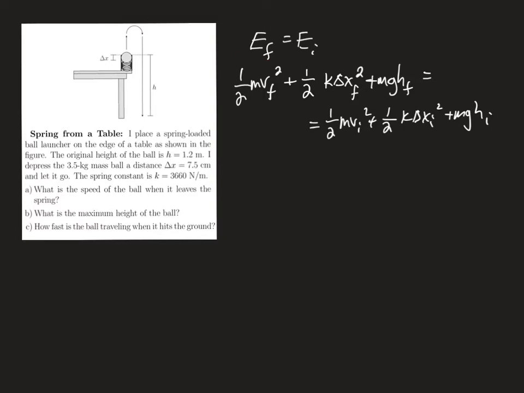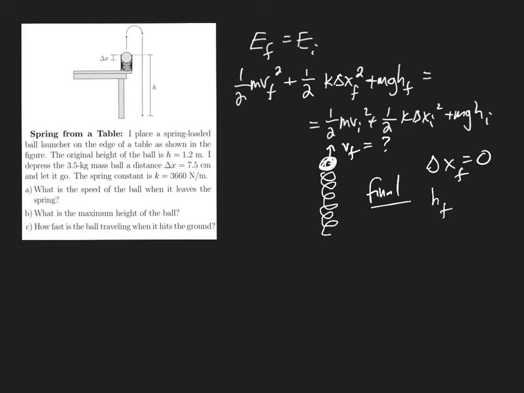Let me draw a picture of that just so we're totally convinced. I'm going to draw a picture at the top: here's the spring uncompressed with the ball flying off of it, v_f. This is the final state. In the final state, the spring is not compressed, so delta x_f is 0. And what about h? v_f is the thing I'm looking for.